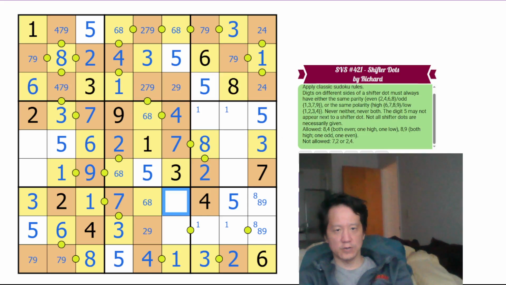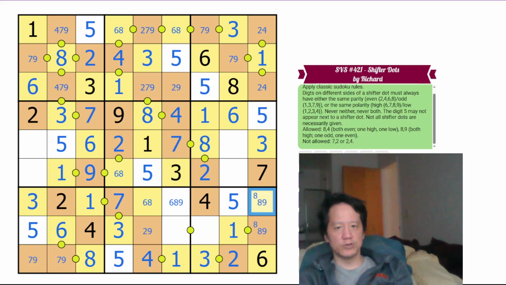This is 6, 8, or 9. These are 1, 6, and 8, but 8 cannot be here because of this 8, so 8 has to be here in row 4. This becomes a 1, 6 pair, and they're both yellow. This can't be 6 because of this 6, so this is 1, this is 6. This can no longer be 1, therefore this is a 1 and a yellow, which must be next to an orange. Therefore, this is a yellow.